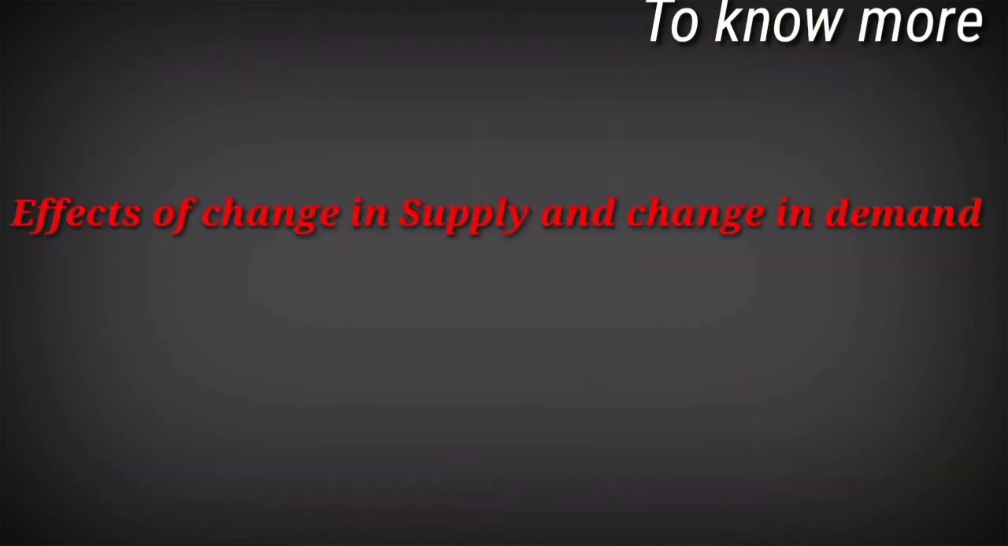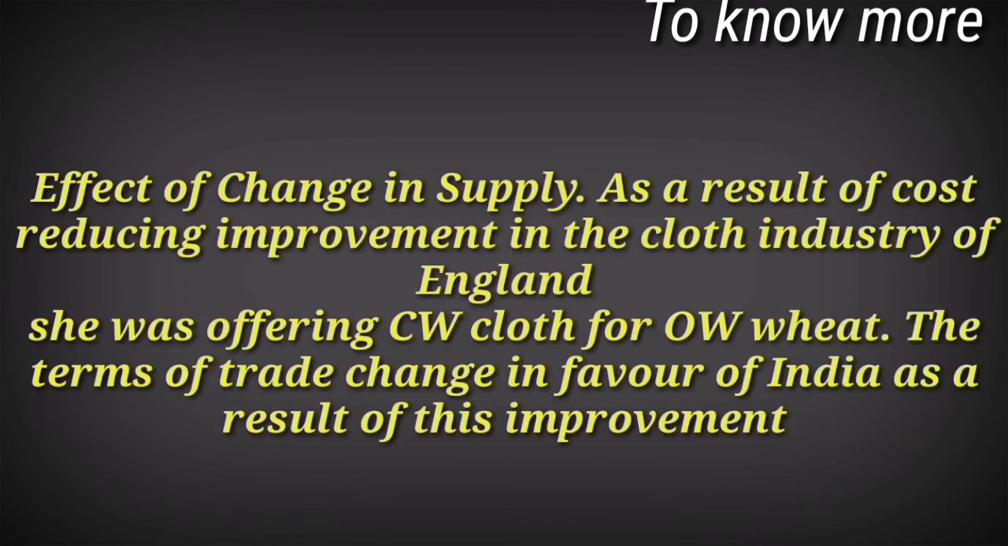Now we are going to discuss the effects of change in supply and change in demand. Effect of change in supply: as a result of the cost-reducing improvement in the cloth industry of England, England is offering more cloth for OW wheat. The terms of trade change in favor of India.